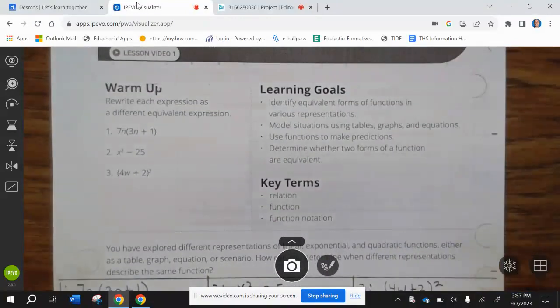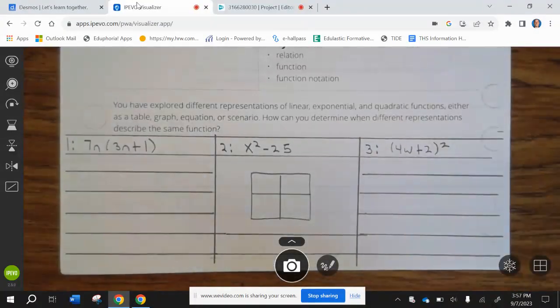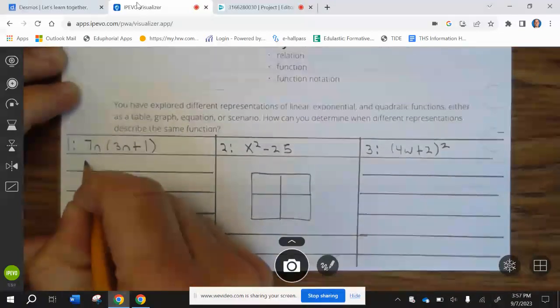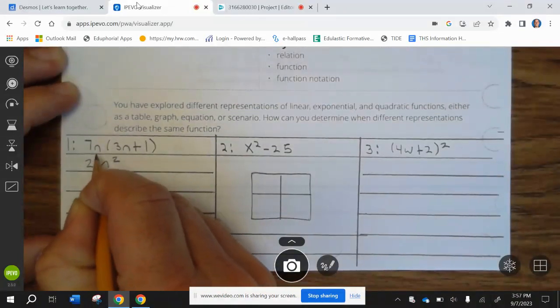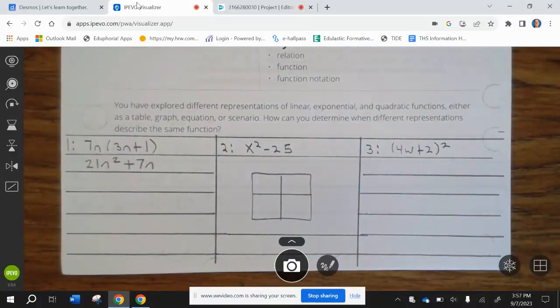Okay, the warm-up. Rewrite each expression as a different equivalent expression. So let's take a look at questions 1, 2, and 3. Okay, question 1. Here we just distribute: 7n times 3n is 21n squared, 7n times 1 is plus 7n, and you're done.